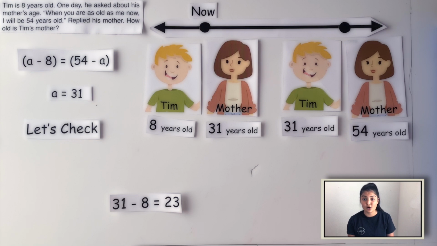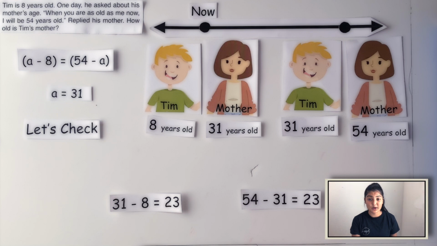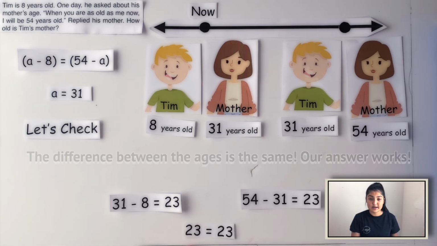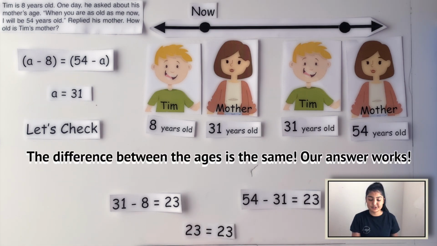But what about our right side of the equation? Well, the right side of the equation, 54 minus 31, also equals 23. So, 23 is equal to 23, which is correct and proves that our answer is the right answer.